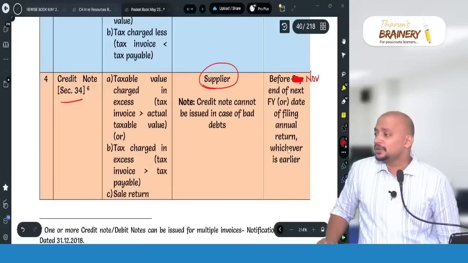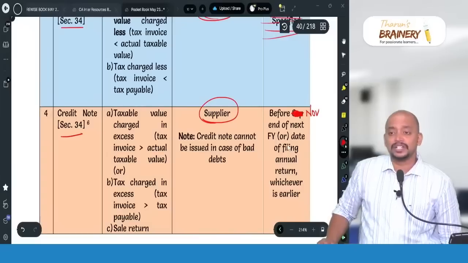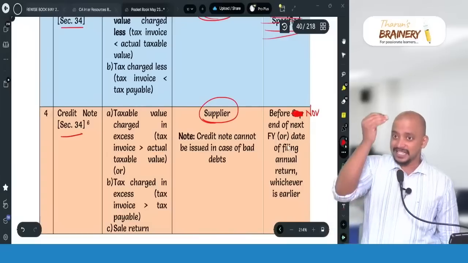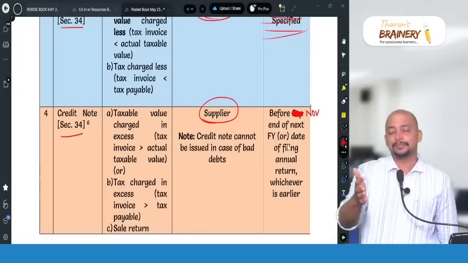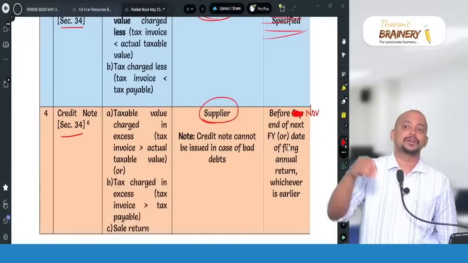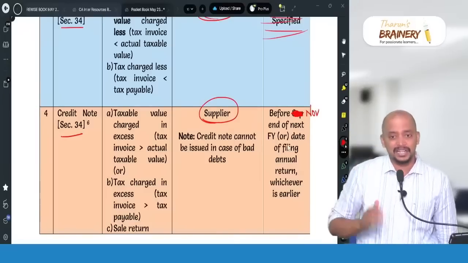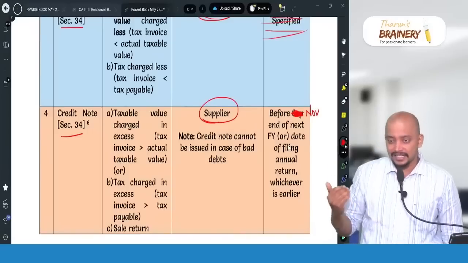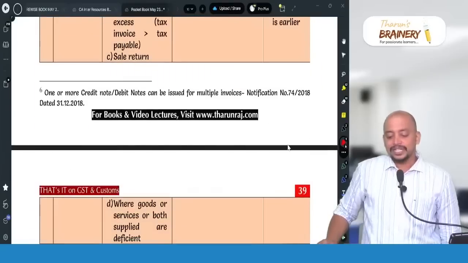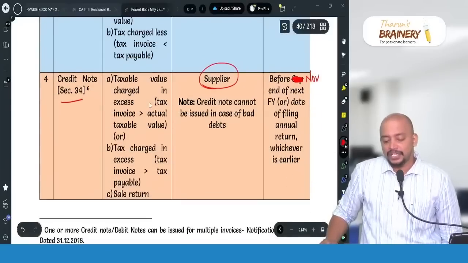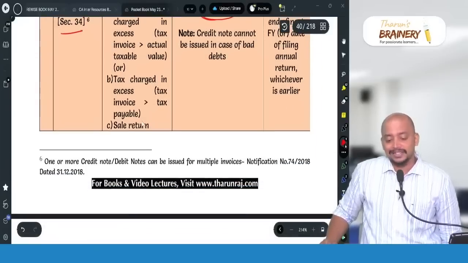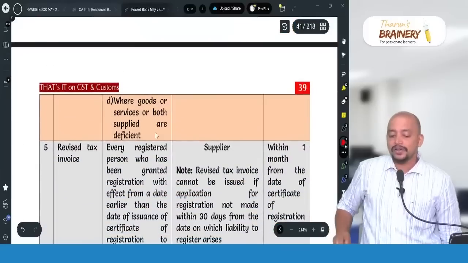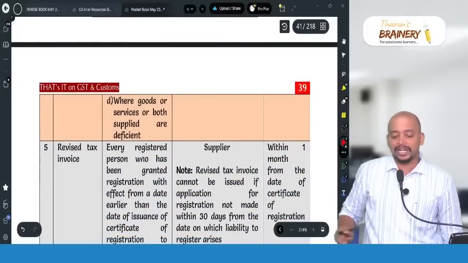And when will credit note be issued here? Credit note will be issued whenever there is a reduction in the invoice value. For example, invoice value 1 lakh. I want to give a discount of 5,000 rupees. I can give a credit note. Or sales returns or reduction in tax. Okay, so these are the cases. Taxable value is coming down, or the tax is coming down, or sales returns, or where goods or services are both supplied or deficient.